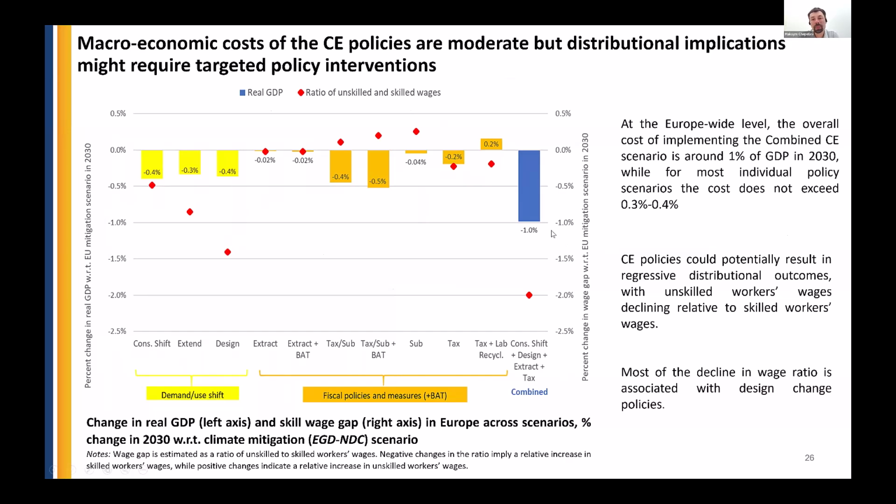Thank you. So finally, on the economic cost side, we find that overall costs in terms of GDP are relatively moderate, between 0.5% and 1% in the most substantial scenario, the combined scenario. But at the same time, what we found is that there is an increasing wage skill premium, especially when we shift towards more R&D. We stimulate essentially the skilled labor wages, and the wage gap between skilled and unskilled labor increases, which might require additional policy interventions.